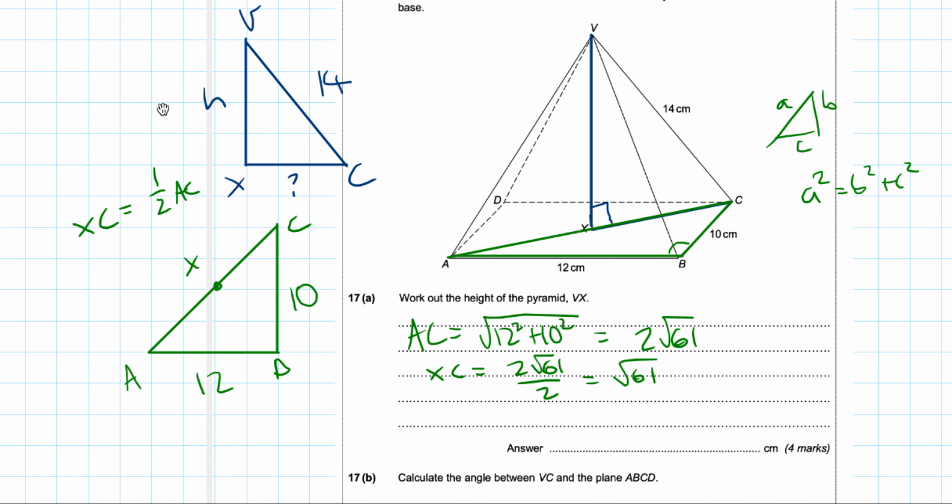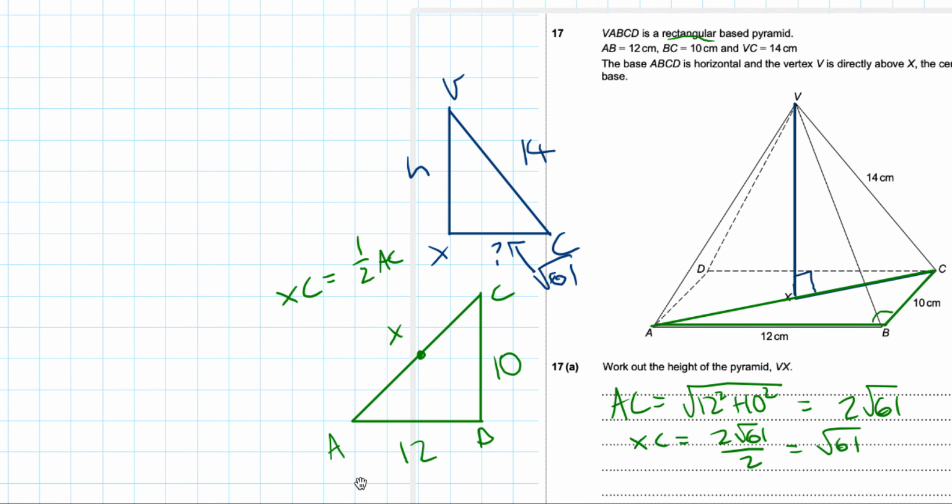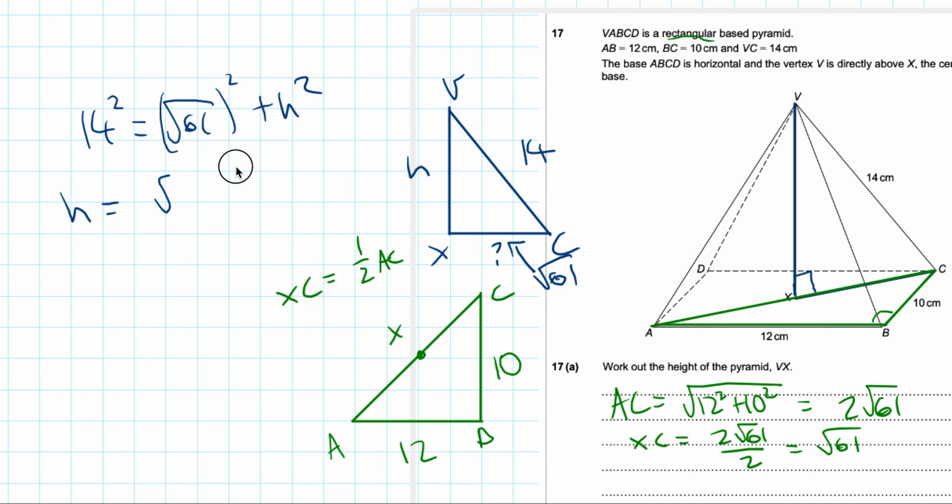From here, we can then plug that back into our original triangle. Remember, our goal here is to find VX, to find the sides on the VCX triangle. So here, we're going to plug in here, and we know that that must be root 61. And then from there, we're going to use Pythagoras again to find what our height is. To do that, we're going to say that 14 squared equals root 61 all squared plus h squared. So h is equal to the square root of 14 squared minus root 61 squared.